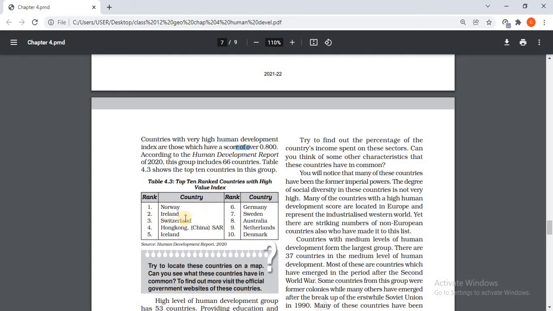Rank, country. First Norway, second Ireland, third Switzerland, fourth Hong Kong, China, SAR, fifth Iceland, sixth Germany, seventh Sweden, eighth Australia, ninth Netherlands, tenth Denmark.